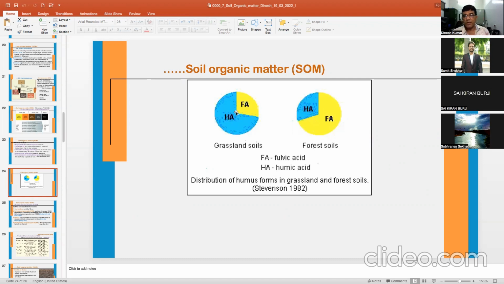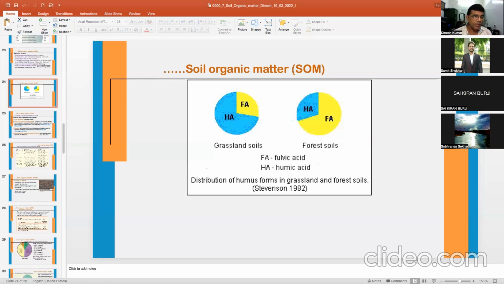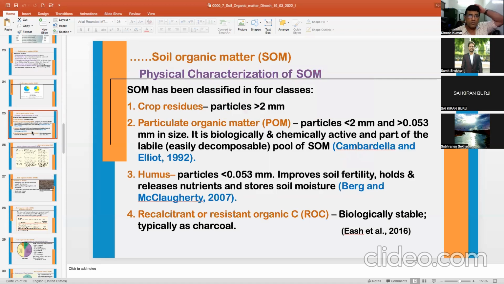So therefore, in grassland, you will have more organic matter, more carbon content than forest lands under identical climatic conditions. So grasslands are actually rich in organic matter. So now, physical characterization of soil organic matter. How physically you can characterize different components of organic matter.